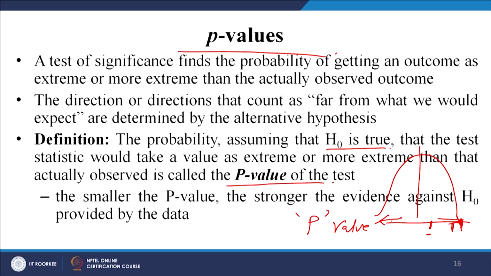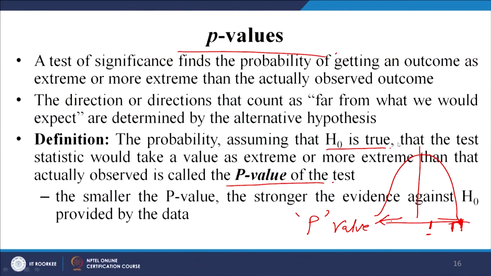So, let us understand this P value. What is this P value? It is the probability that, assuming H0 is true, the test statistic would take a value as extreme or more extreme than the actually observed. Now, how do you understand it? The smaller the P value, the stronger the evidence against H0, the null hypothesis, provided by the data.